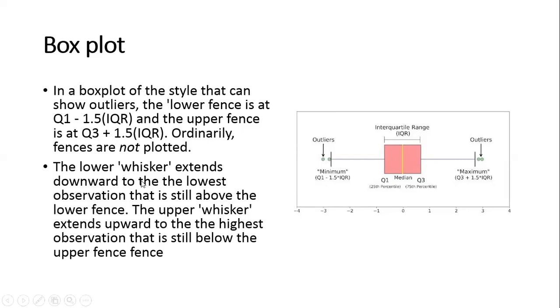The lower whisker extends downwards to the lowest observation that is still above the lower fence. Look at it. These are outliers. What's called minimum here may not be the absolute minimum. There may be a few items outside of that. Those are called the outliers. That's what the dots represent.